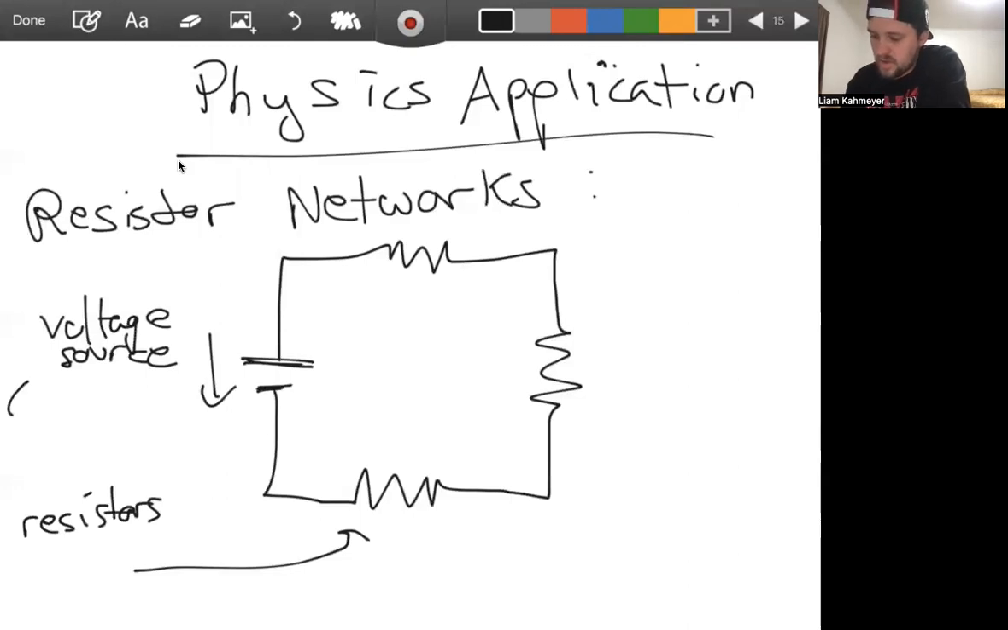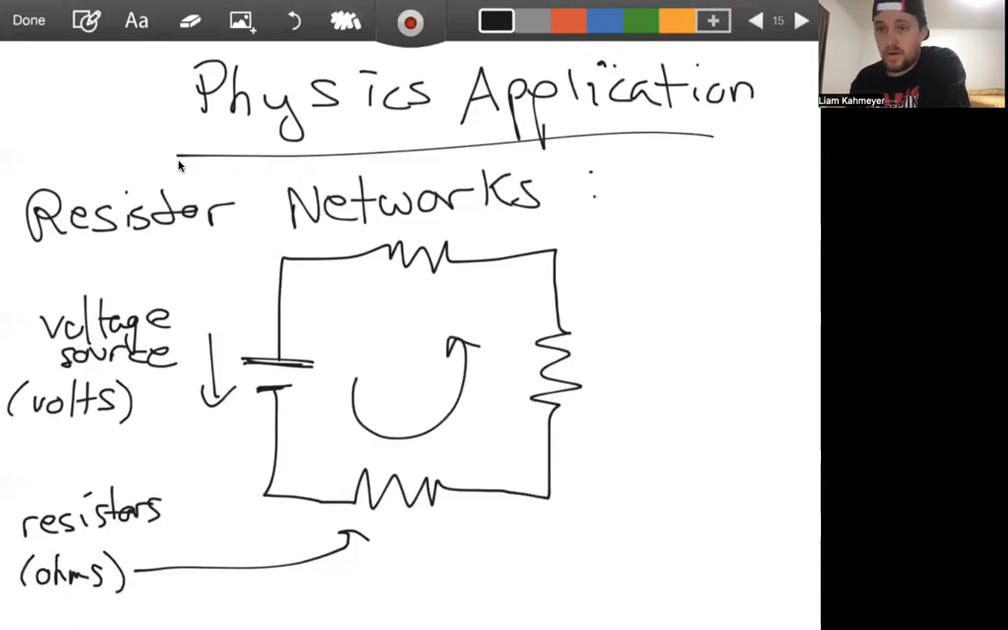So voltage is measured in volts, believe it or not. For resistors, the resistance is measured in ohms. And then we also have current, right? Anytime you have voltage traveling through a wire or whatever, you get a current. I'm going to call this current I sub 1 just because we only have one circuit here. In general, a resistor network could have a bunch of different circuits, like we'll see in this next example here.